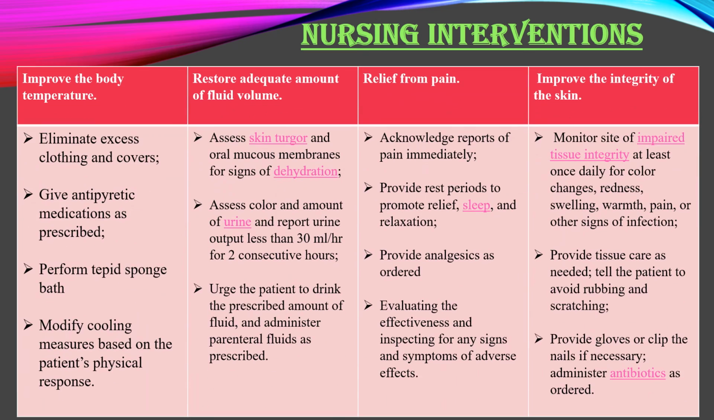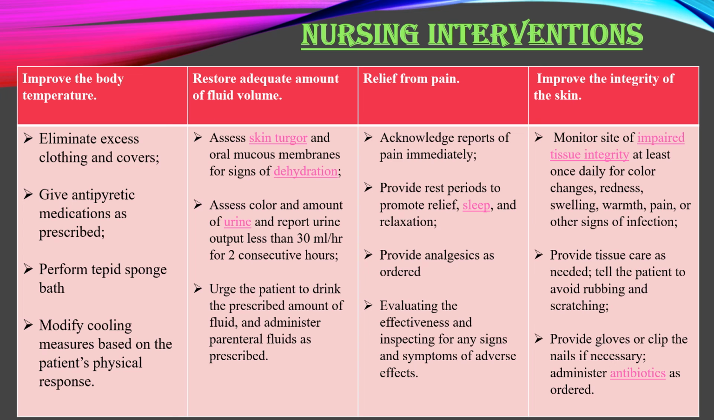Nursing interventions. To improve the body temperature, the nurse has to eliminate excess clothing and covers, give antipyretic medications as prescribed, perform tepid sponge bath, modify cooling measures based on the patient's physical response. To restore the adequate amount of fluid volume, the nurse can assess the skin turgor and oral mucous membranes for signs of dehydration, assess the color and amount of urine, and report urine output less than 30 ml per hour for 2 consecutive hours. The nurse can urge the patient to drink the prescribed amount of fluid and administer parenteral fluids as prescribed.